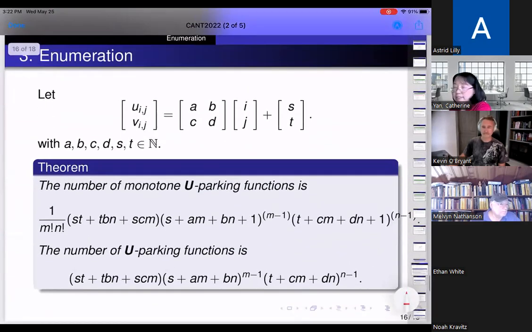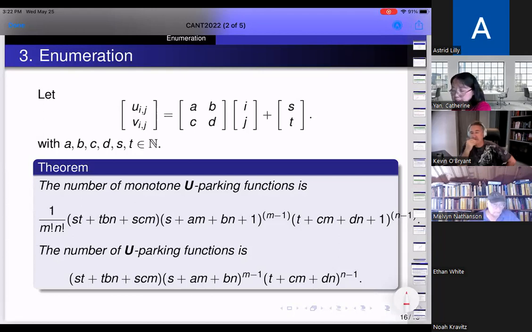Let me mention how the result we obtained from the interpolation polynomial helps us count those parking functions or increasing parking functions. Again, we will be interested in what we call the fun case, because the weight is given by linear functions of the coordinates i and j. Using the linear form we obtained several pages before, we can compute that the number of monotone u-parking functions and the number of arbitrary ordered u-parking functions are given by these two formulas.